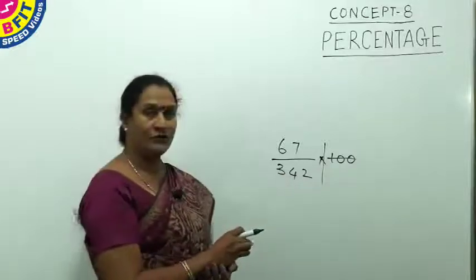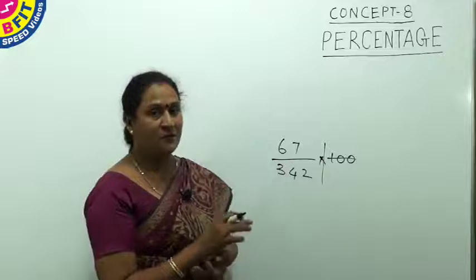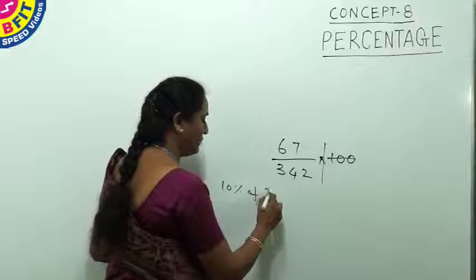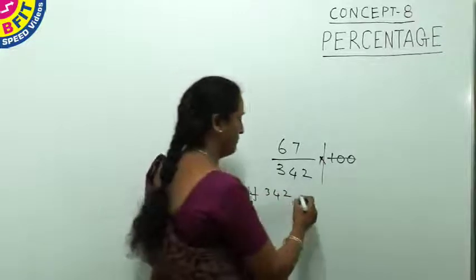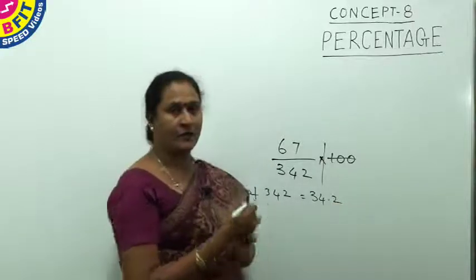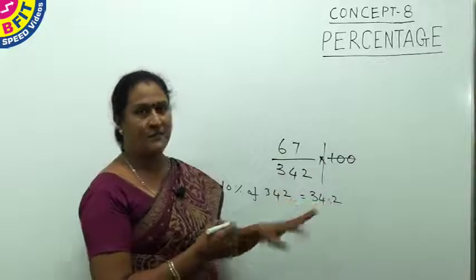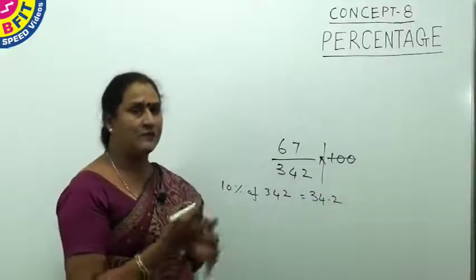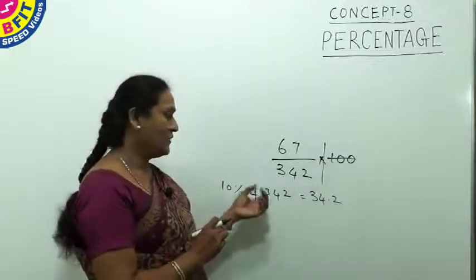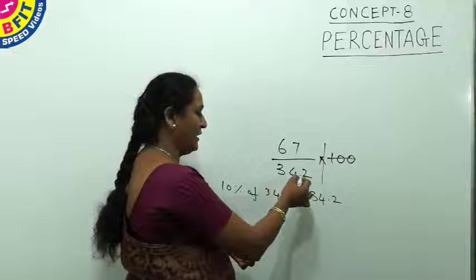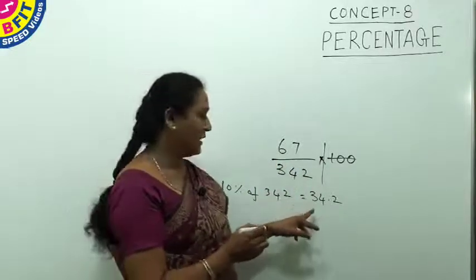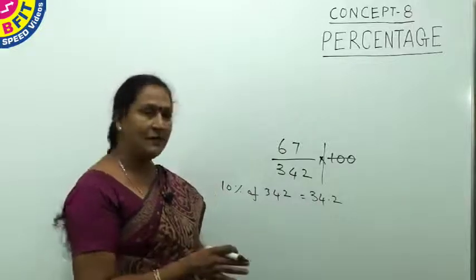To find the answers quickly, you start with 10% of the denominator. What is 10% of 342? That is 34.2. When the numerator is more than this 10%, we can check for the multiples of 10, 20, 30, 40, etc. If the numerator is less than 10%, we'll start with 1%. 1% will be the decimal point moved two places, so it will be 3.4.